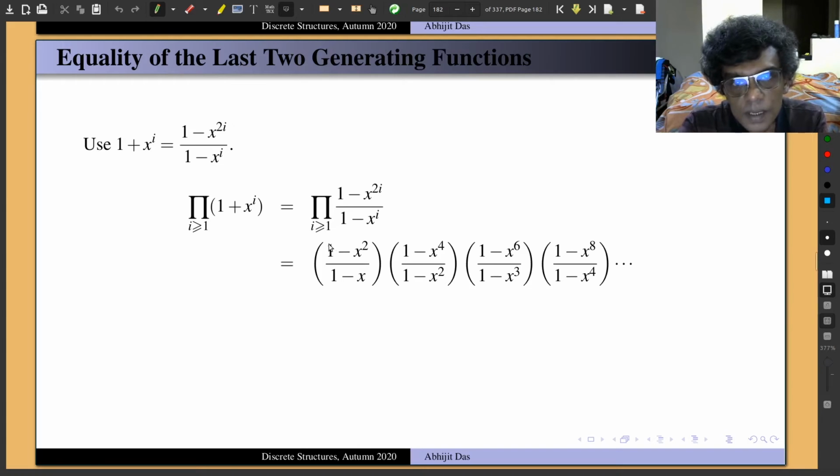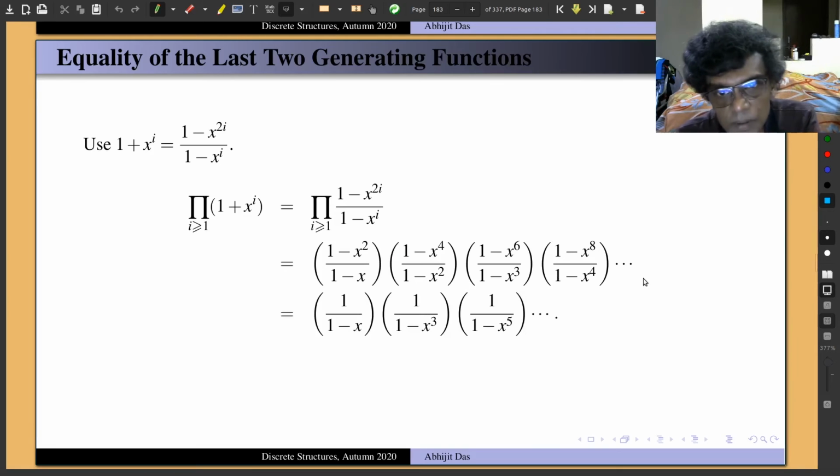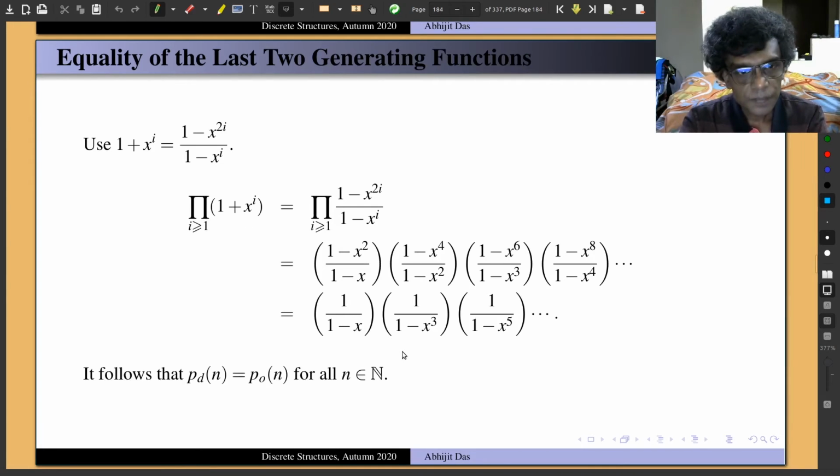Now you see that this and this cancel. This and this cancel. This and this will cancel somewhere in future. This and this will cancel somewhere in future. So what are the things that still remain? These are nothing but 1 over 1 minus x, 1 minus x cube, 1 minus x power 5, these things. Okay. But that is nothing but the generating function of PON. This is the generating function of PDN. This is the generating function of PON. Since they are same, it follows that PDN is equal to PON for all n in N. Okay. So that's nice.